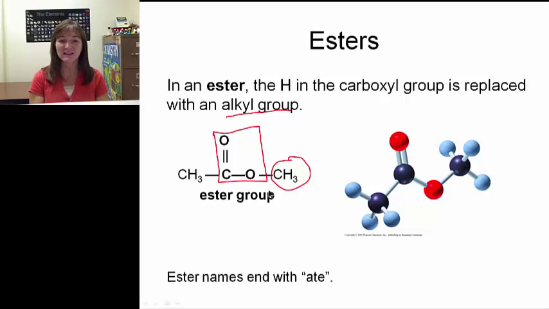So that's how you're going to identify your esters. It's going to be R, and then your carbonyl, and then your O, and then another R. So make sure you can see that on your information sheet. Esters are going to end with the ending -oate.